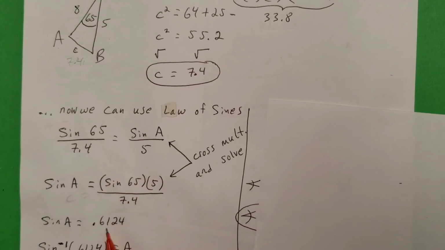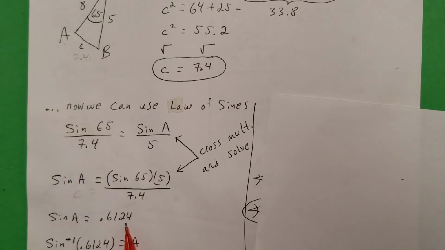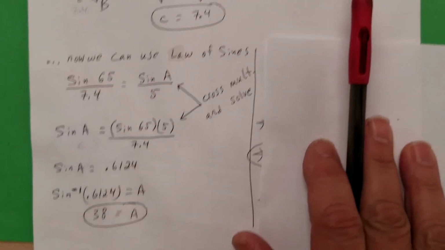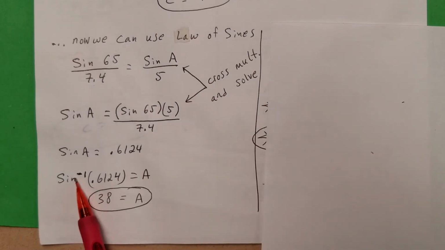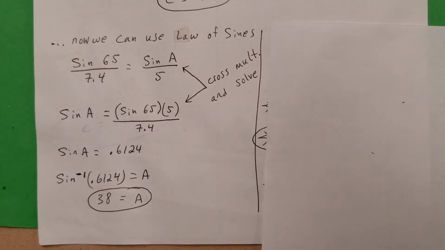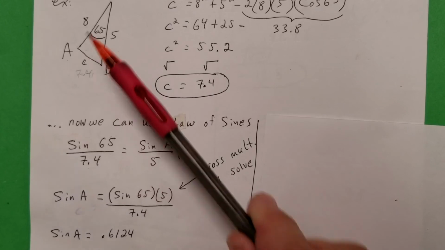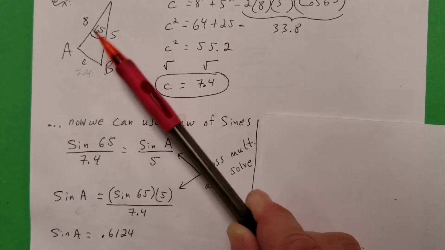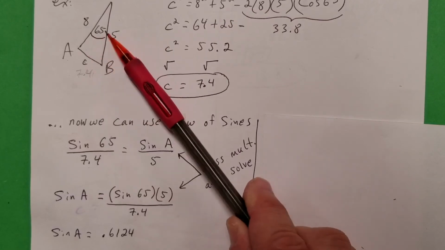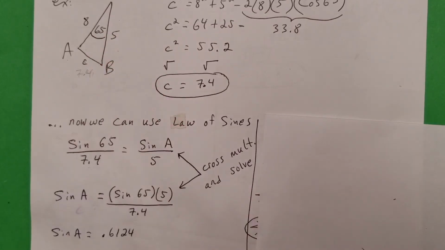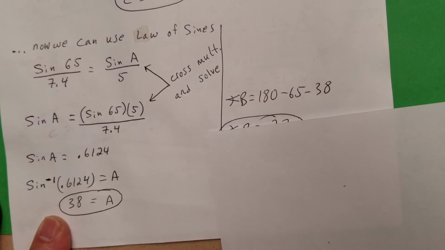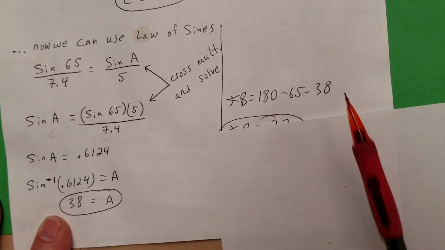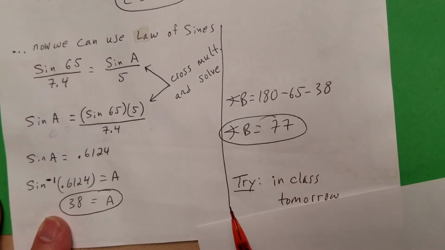If you cross multiply and solve, you get this. And combine that with the calculator, you get 0.6124. And do you remember how to get the angle if you have the value? Inverse. Remember? Inverse sine, and you'll get the angle. So now I know angle A is 38. So I'm missing angle B. Well, that's easy, because now you have two angles, and you're missing a third. Just use the 180 rule. Angle B is 180 minus the two angles you got. It's 77.